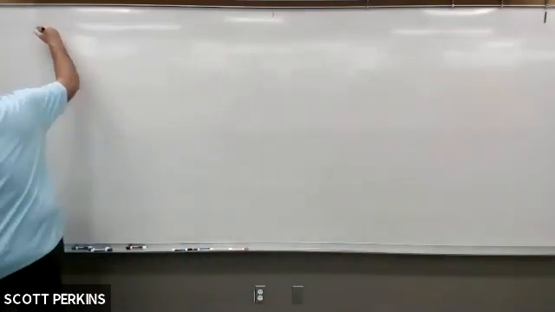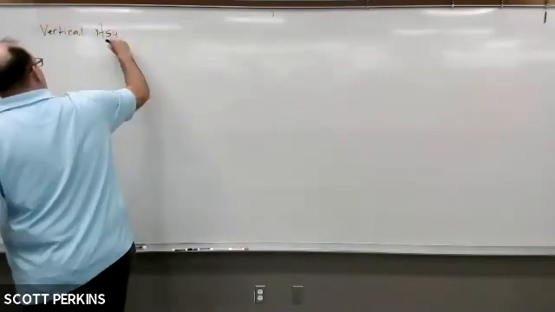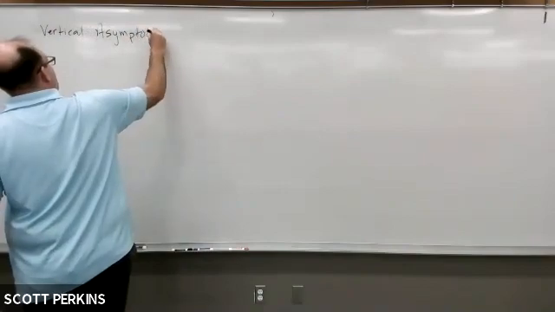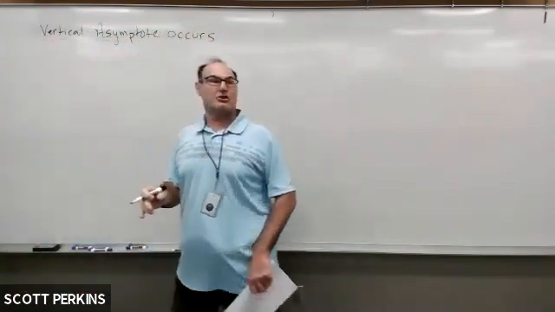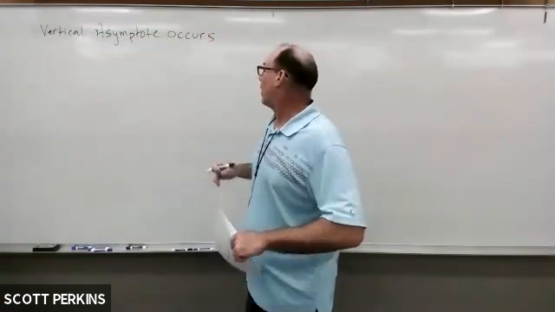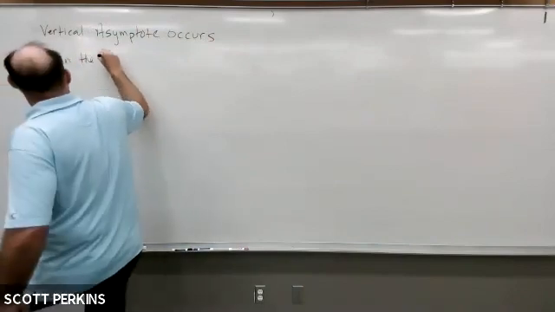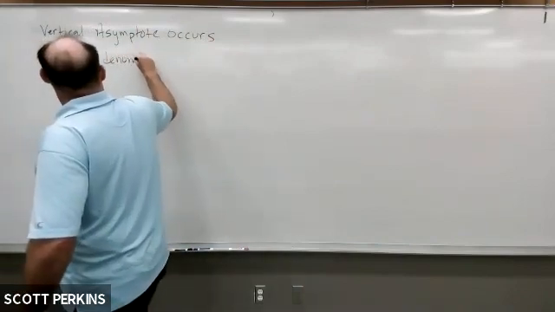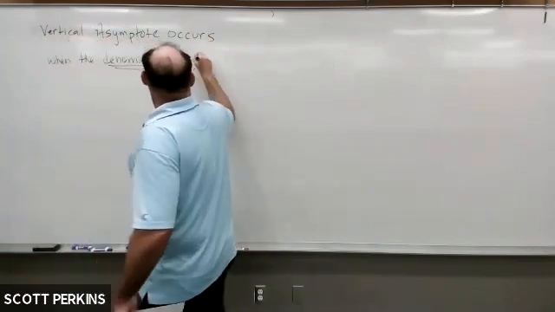So this is what I just want to mention to us. The vertical asymptote occurs, I never remember if there's one C or two in occurs, so it might be spelled wrong. The vertical asymptote occurs when the denominator is zero.